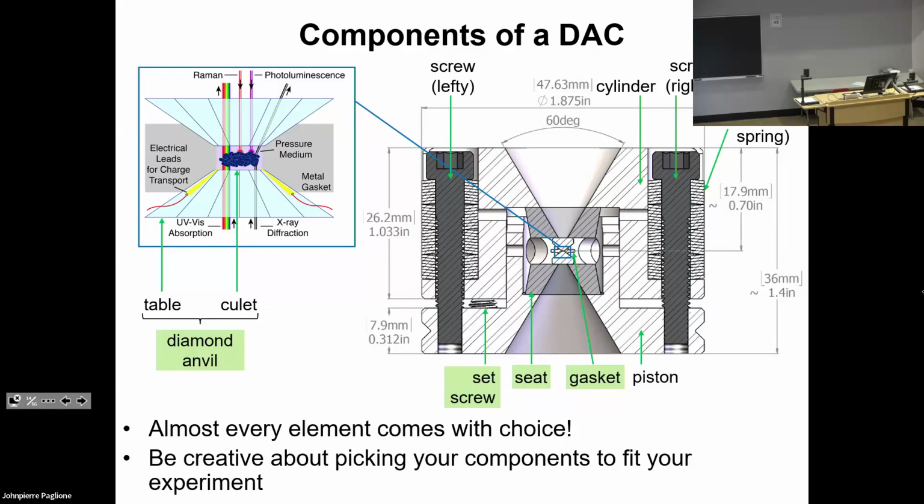So the set screw can be really important for even preventing your diamonds from breaking, but it can also be one of the very first things that might go wrong in an experiment. You forget to take off the set screw, you keep tightening and tightening and tightening. Why isn't my pressure going up? Oh, the set screw is up. So I'll try to give lots of little practical things of what might go wrong in your experiment.